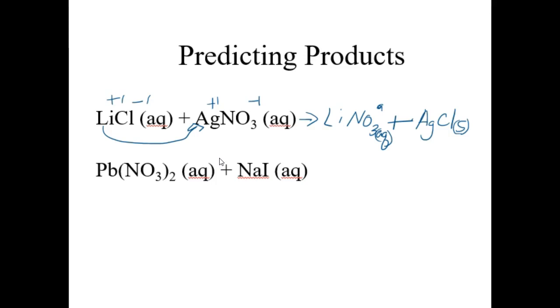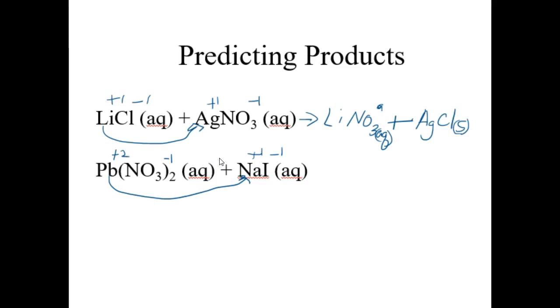Okay, so let's take a look at this one. We're going to go lead and sodium. First thing you want to do when you're predicting products is find your oxidation numbers. Well, I know that nitrate, if I look on my polyatomic ion chart, has a -1. This 2 started out up here. Remember, crisscross, come down. And then sodium has a +1. Iodine has a -1.